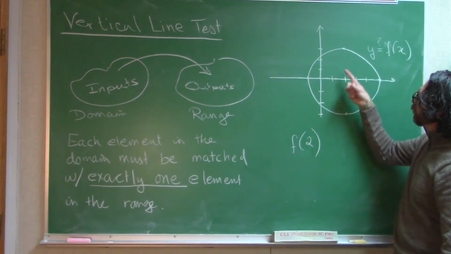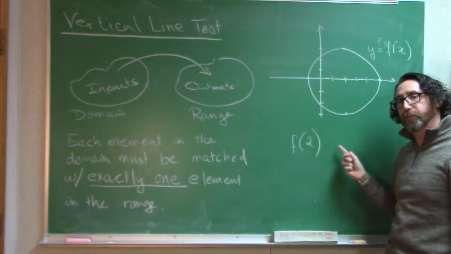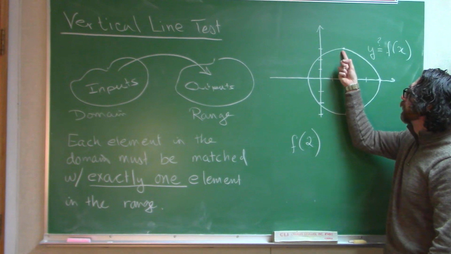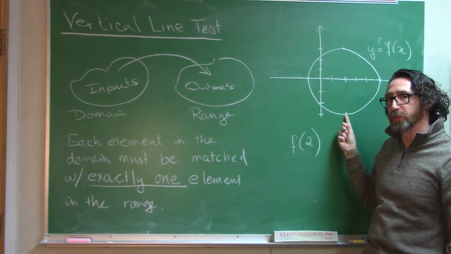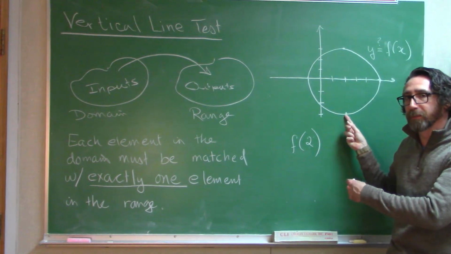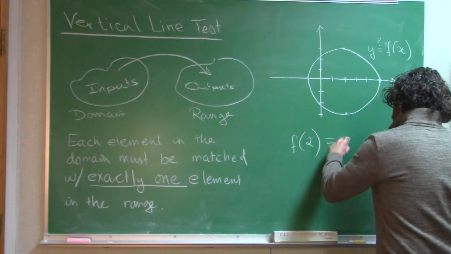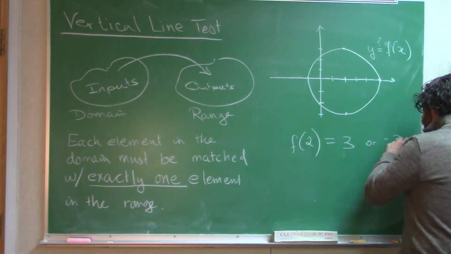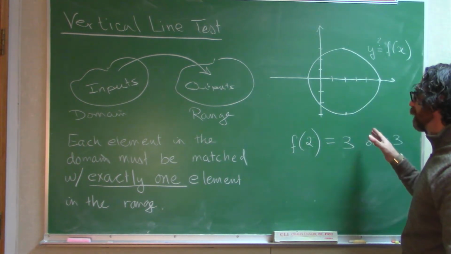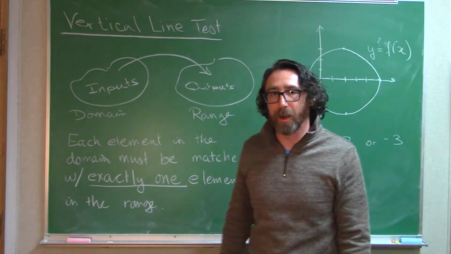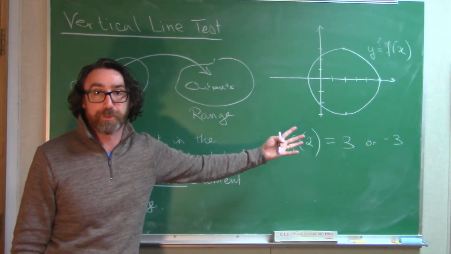Well, we can see the point (2, 3) is on the graph, so f of 2 should be 3. But we also see (2, -3) is on the graph. So what is f of 2? Is it 3 or is it negative 3? Okay, so because of this ambiguity, we do not allow things like this to happen for our functions.